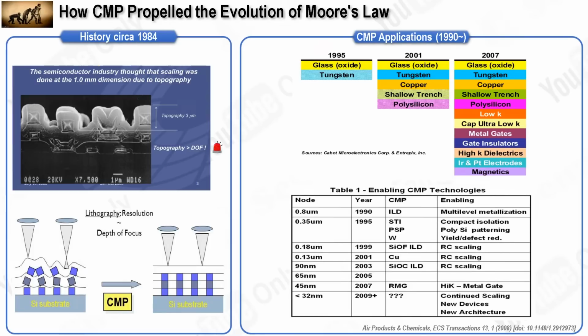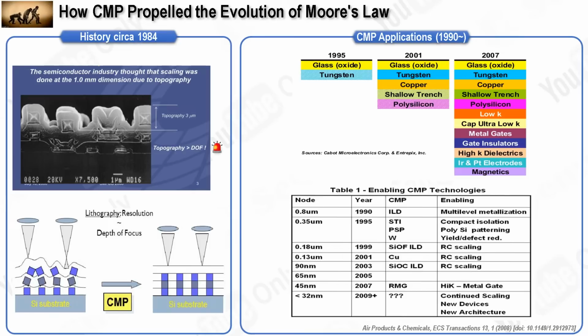The depth of focus at photolithography depends on the illumination wavelength and sets a limit on surface height variation that can be accommodated while maintaining crisp feature definition. To print smaller features, surface topography had to be reduced. The right table outlines the technology node and the year in which key CMP processes were implemented at Intel Corporation, highlighting the critical role of this technology.